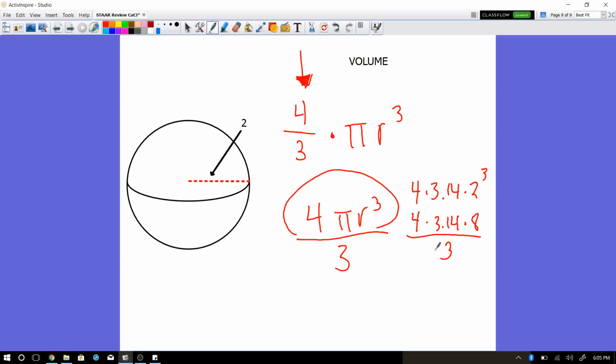I have no idea what that is, so I'm going to type it in my trusty cell phone calculator. 4 times 3.14 times 8. That's 100.48 divided by 3. That'll give you a volume of this sphere of about 33 49/100. And I mean, just to be exact, you got a 3 repeating at the end.